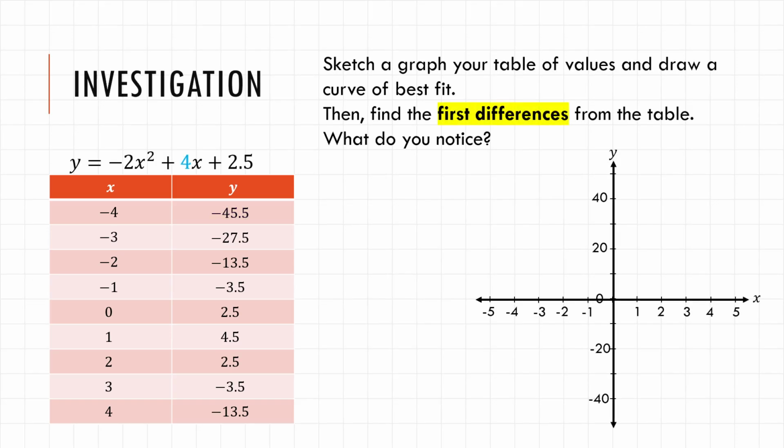Now I'm going to ask you to sketch a graph of your relation using your table of values, and through your points, I want you to try to draw a curve of best fit. Once you're done that, look for the first differences from your table and see what you notice. Pause the video here and take as long as you need to do that.